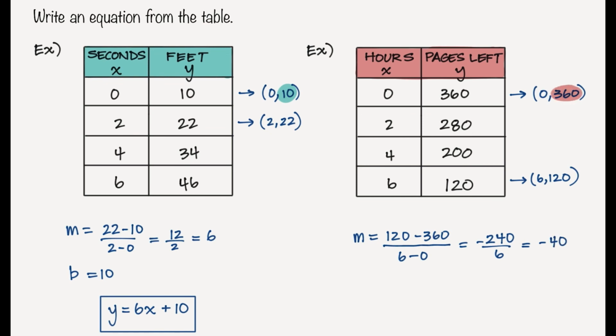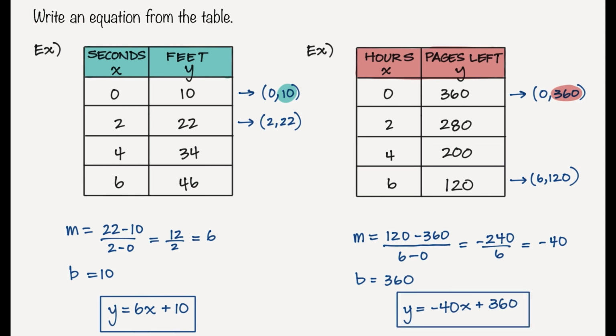And again, I'm fortunate that one of my points is giving me the y-intercept. So 360 is the b, and now I can put all of this information together, and I find that y is equal to negative 40x plus 360. And we're done.